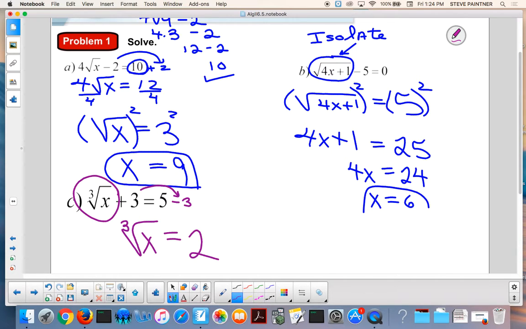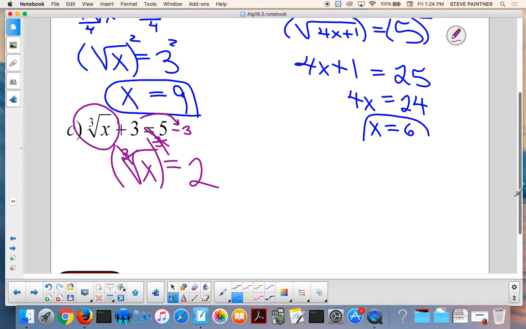How do you get rid of the cube root? Cube it. The opposite of cube root is cubing. Cubing the cube root knocks out the cube and the cube root. All that's left is x. Cube the 2. 8.